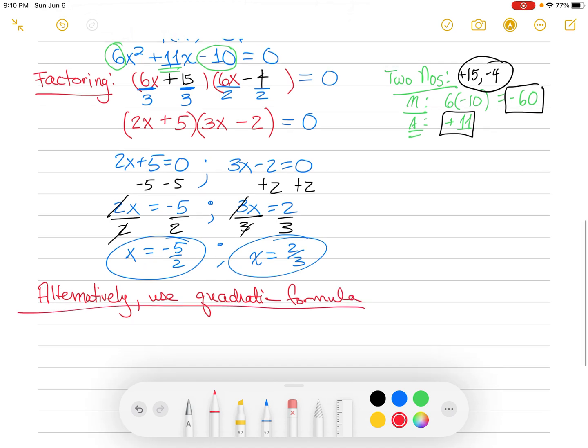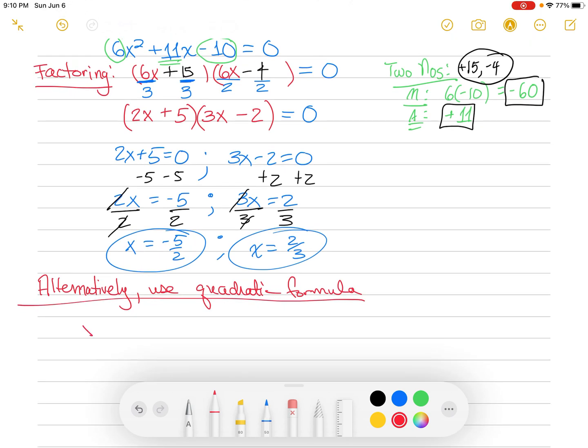And maybe you remember the quadratic formula from high school. It goes something like: the solutions x are of the form minus b plus or minus the square root of b squared minus 4ac, all divided by 2a.